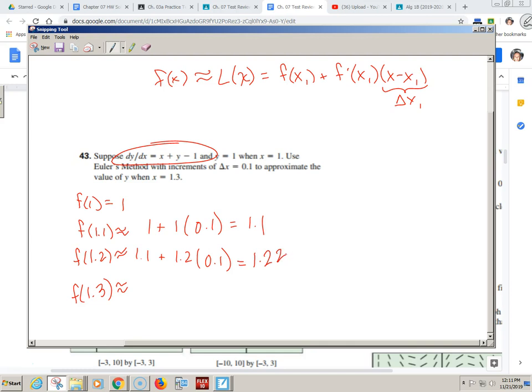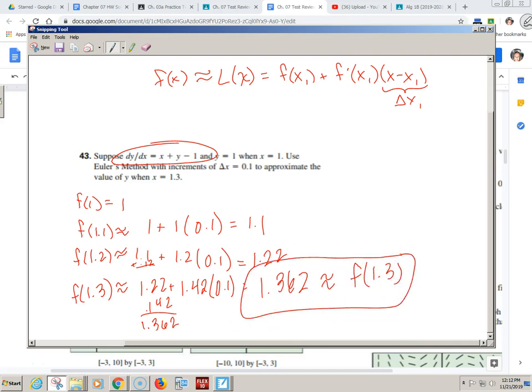I would usually line it up to be actually super safe. Yeah, 1.22. Got it. And then I have my 1.2 plus 1.22, so 1.42 minus 1 is 0.42 times my 0.1, which is going to be 0.142. So I have 1.362 as my final approximation for f of 1. Double check symmetry. How's he looking?